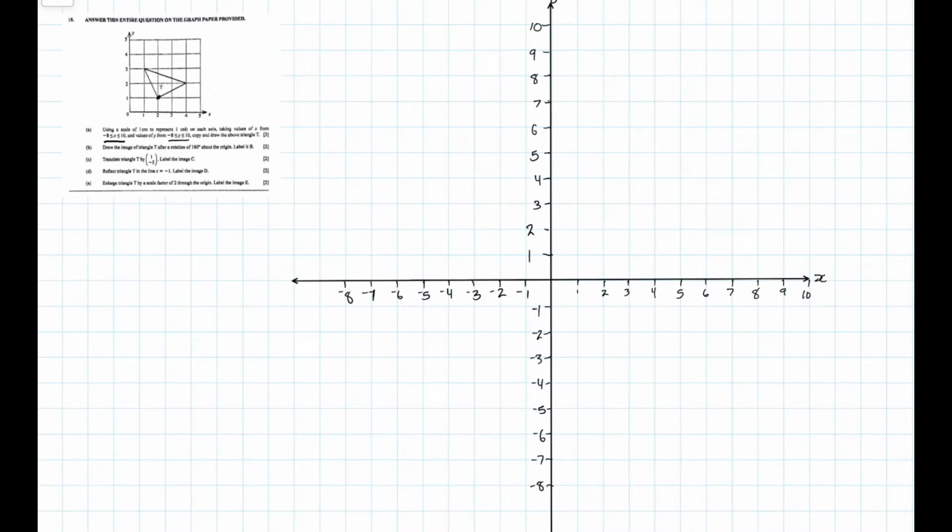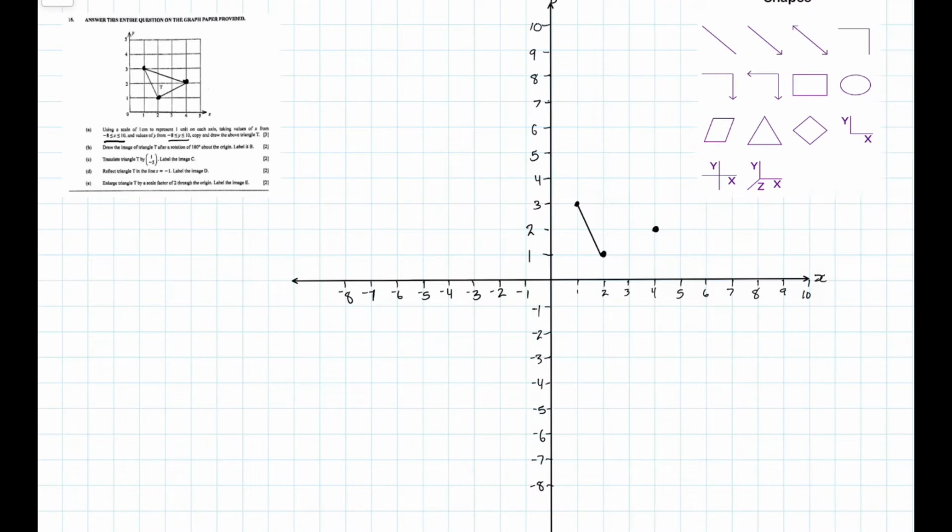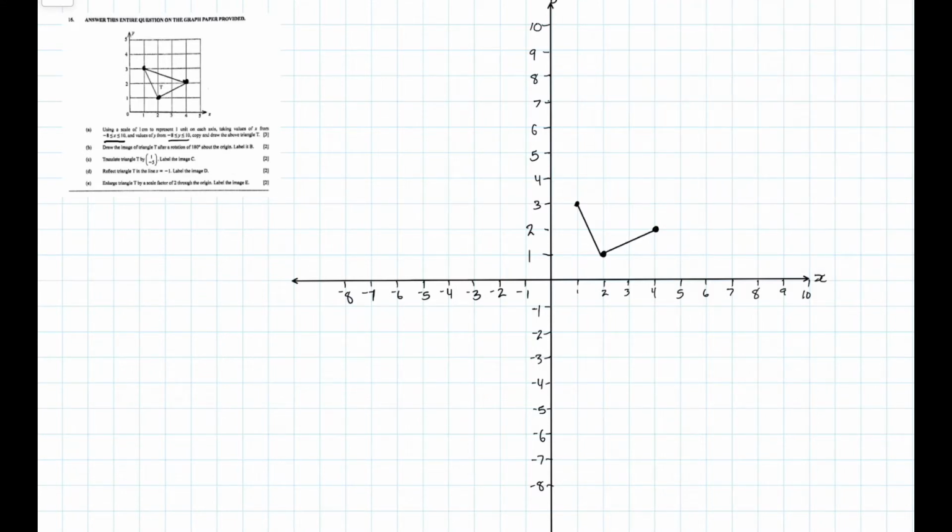So we'll plot this point here first, and that's 2, 1. So that's 2, 1 right there, 2 on the x-axis and 1 on the y-axis. And then this point here is 4, 2. Yeah, 4, 2 right there. And then the last point is 1, 3. Alright, and so let's just join those 3 points to form this triangle. Alright, so that's 3 points, and it says to name it T, so I'll name it T.